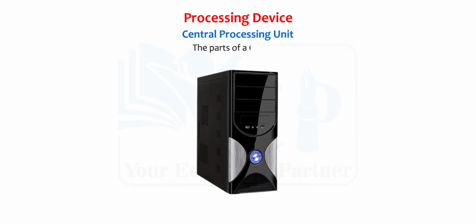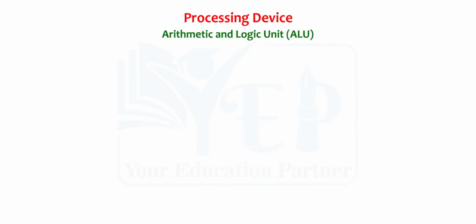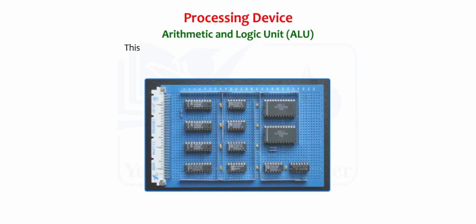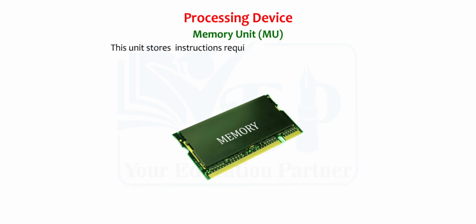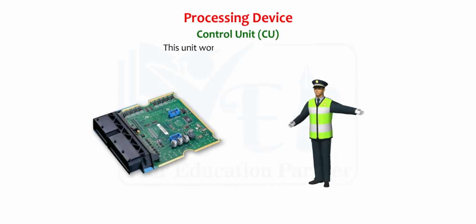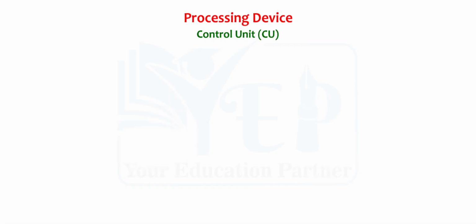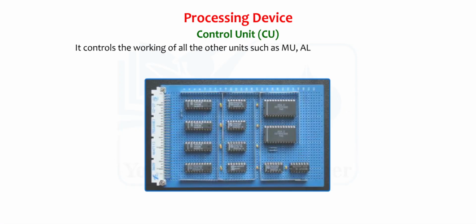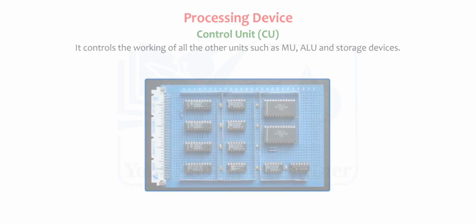The parts of a CPU are Arithmetic and Logic Unit, ALU. This unit performs all arithmetical and logical operations. Memory Unit, MU. This unit stores instructions required for the processing of data. It also stores the results of processing. Control Unit, CU. This unit works as a traffic policeman. It controls the working of all the other units such as MU, ALU, and storage devices.